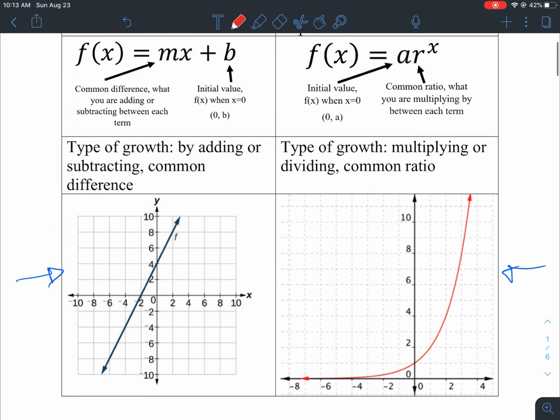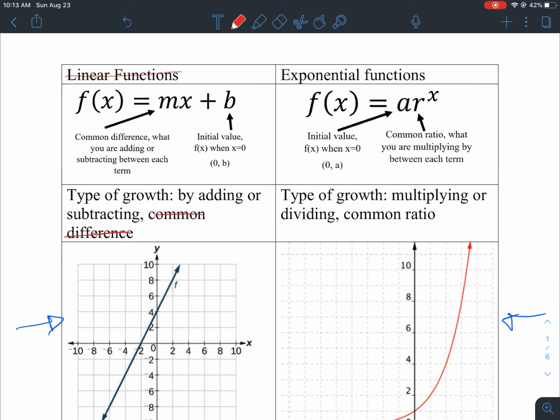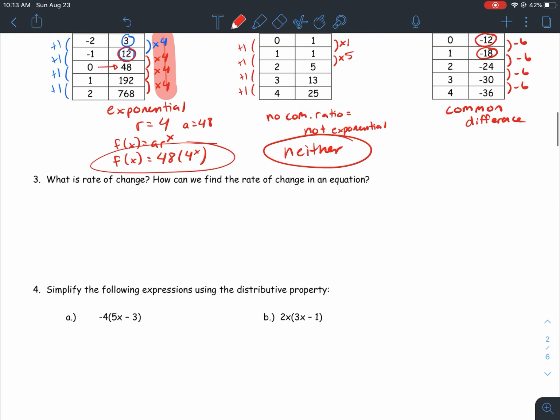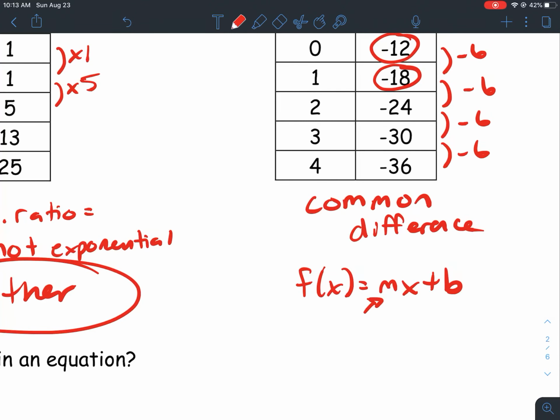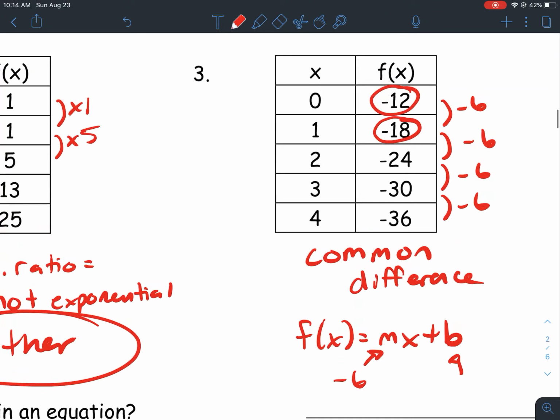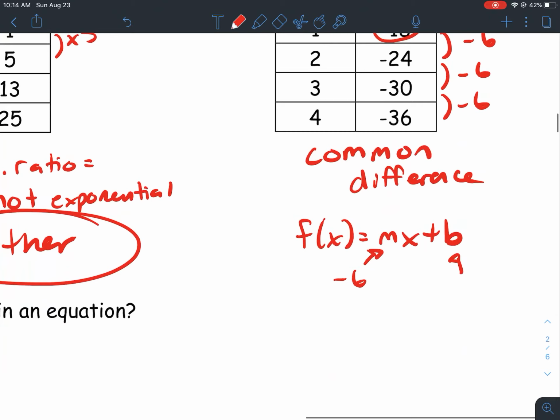And if we go up to our chart, we know that when we have a common difference, we have a linear function. So we're going to use this formula, f of x equals mx plus b. So our m is our slope, which is our common difference. We're going down by 6. We're going to have a minus 6. Our b is our y-intercept. Well, that happens when x equals 0. When x equals 0, we get a negative 12. So our formula would be f of x equals negative 6x minus 12.